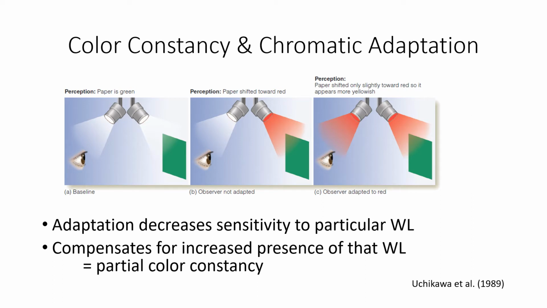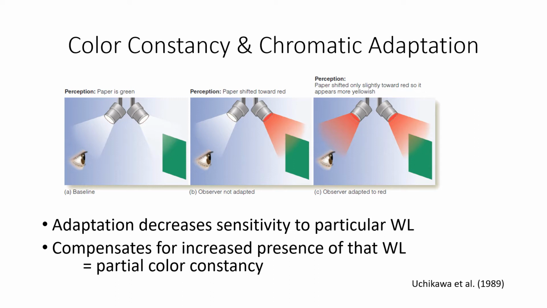So it looks like part of the answer to this is what's called chromatic adaptation. They did a study back in 1989, Uchikawa and colleagues, where the person would be looking at a green paper, and the green paper would be under a basic white light, and they also had the person's eye under the basic white light. And what you can see from what they're showing there is that the paper still appears green at that point.